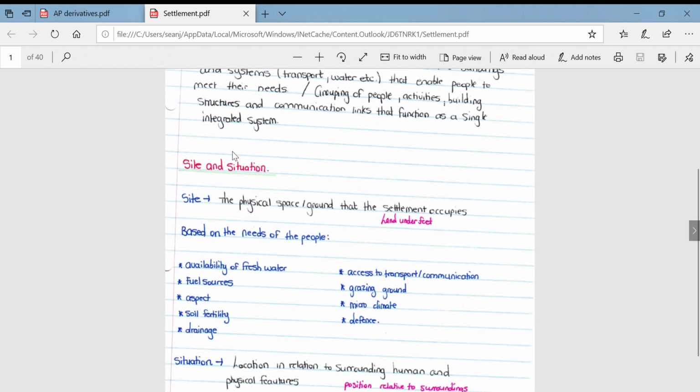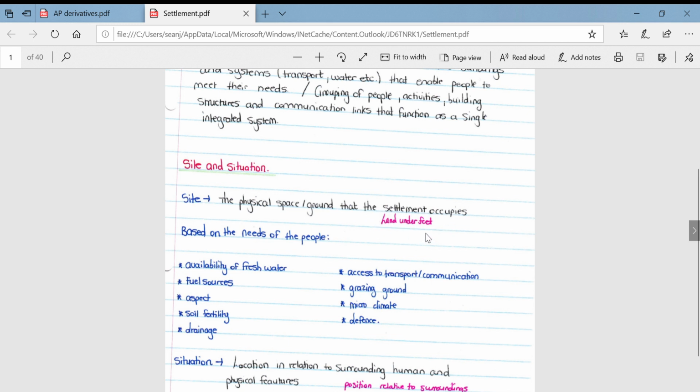There are two main terms that help in distinguishing settlements, and that is site and situation. It is very important to note the difference, and very often students get confused between them. You will definitely get a question on both site and a question on situation. So when we look at site, the site is the physical space or ground that the settlement occupies.